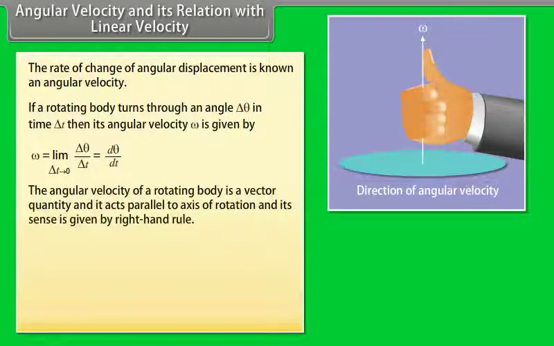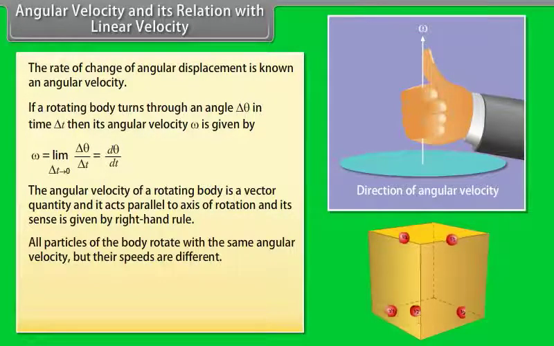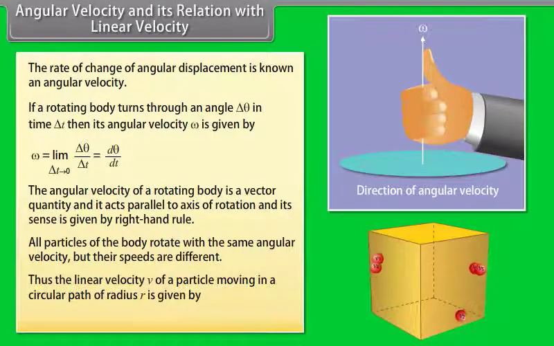The angular velocity of a rotating body is a vector quantity, and it acts parallel to the axis of rotation, and its sense is given by the right-hand rule. All particles of the body rotate with the same angular velocity, but their speeds are different. Thus, the linear velocity v of a particle moving in a circular path of radius r is given by v equals r into omega.